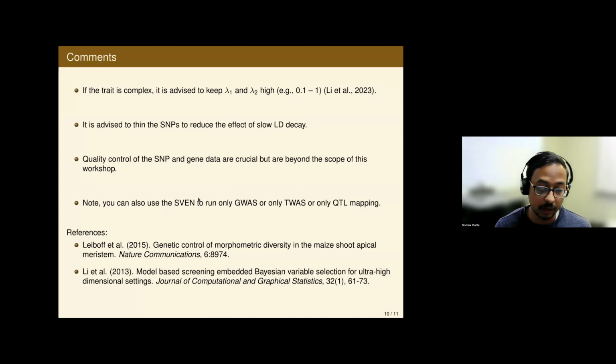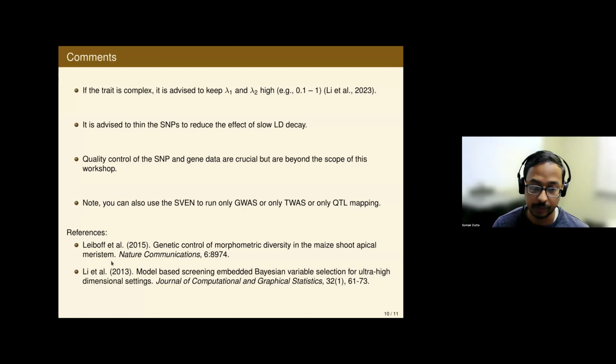SVEN here, we are talking about combined GWAS and TWAS analysis, but you can also use SVEN to run only GWAS or only TWAS. So if you only pass the SNP matrix, it will do GWAS. If you only pass the gene expression matrix, it will do TWAS. And if you use one of the gene expressions as the response, and the SNP matrix as your covariate matrix, then it will do the QTL mapping. So those are also within the scope of SVEN.